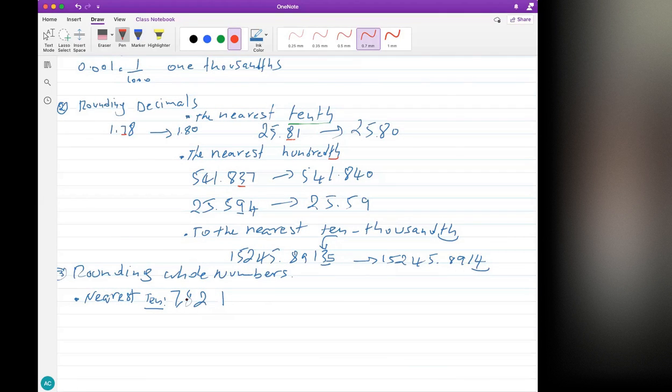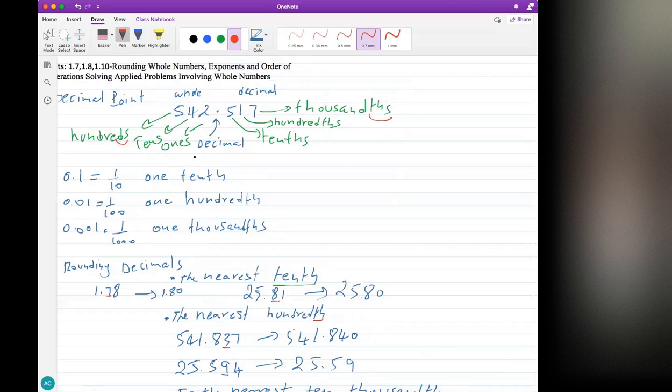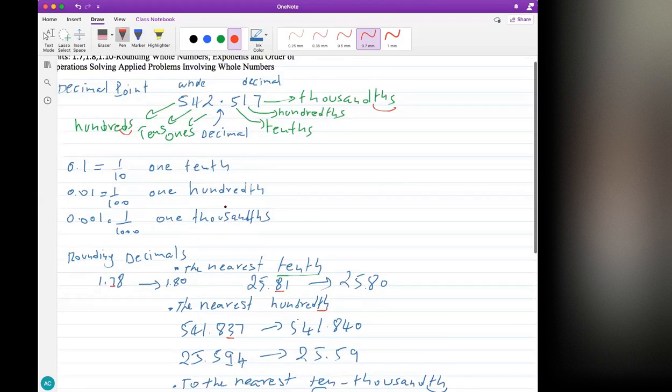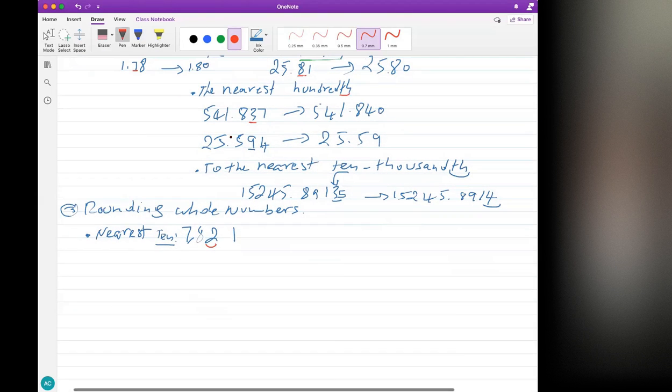Ones, tens, hundreds, thousands. These are whole numbers, there's no decimal. You see here, ones, tens, hundreds. The concept is the same. 1, 10, 100. So the 2 is in the tens position. That's right.